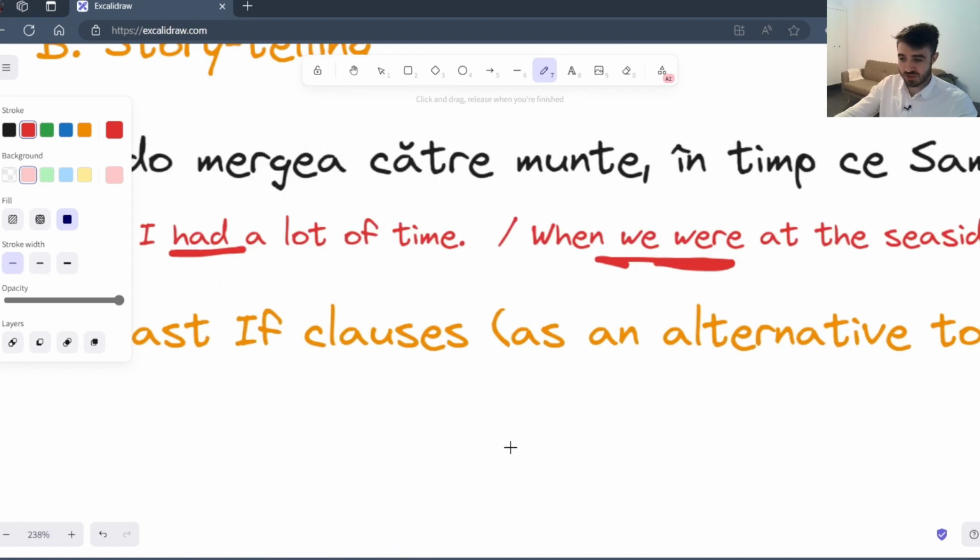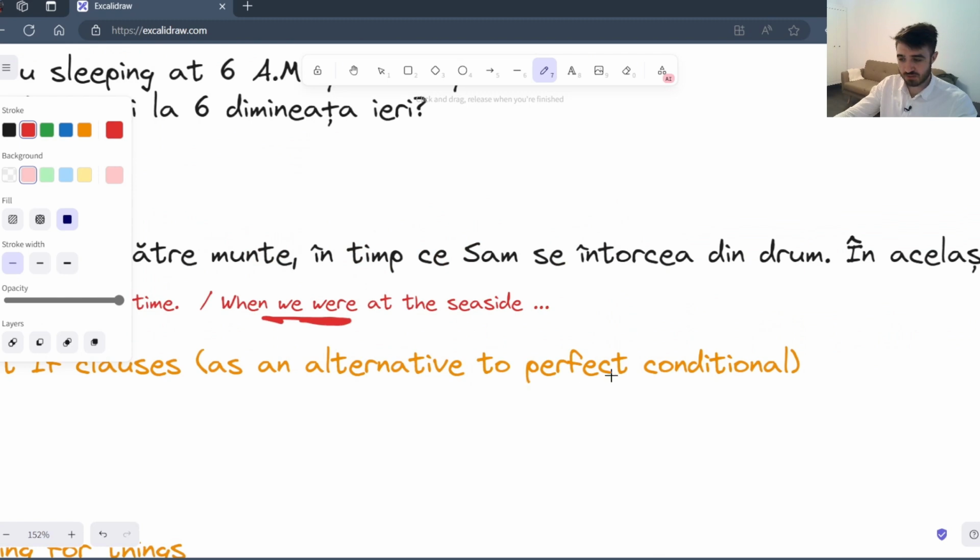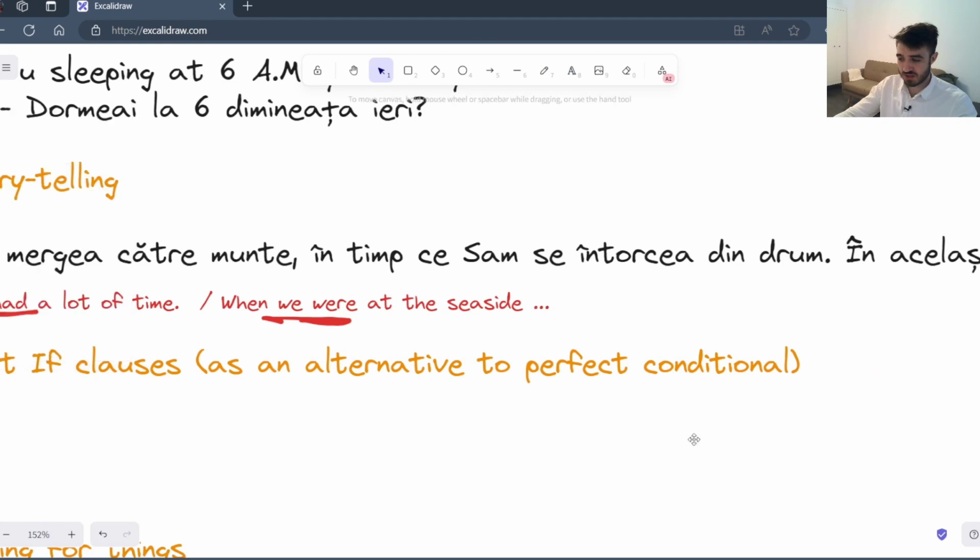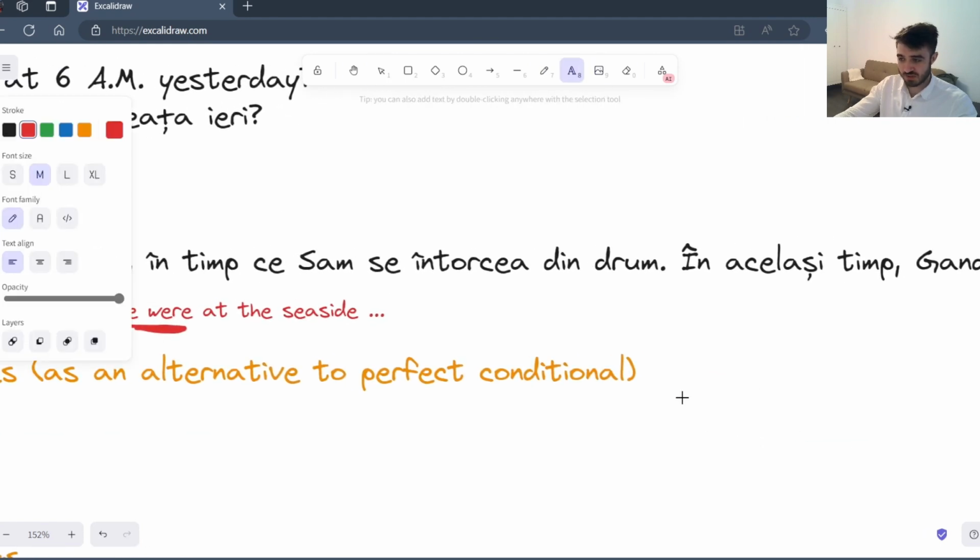Then the past if clauses. This is, so as an alternative to perfect conditional. This might be already very strange and difficult in English, but I can explain very quickly. Perfect conditional is would have done. Yeah, so would plus present perfect. And present perfect is have, has, plus participle.